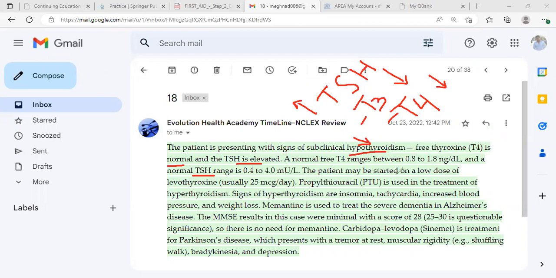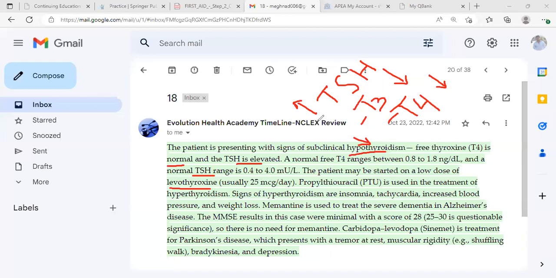The patient may start on a low dose of levothyroxine. So in my patient, TSH goes up, and T3 and T4 may still be normal today, but in a typical presentation of hypothyroidism, T3 and T4 go down as well. I need to give them T4 and T3 replacement, thyroid hormone replacement therapy. And this is called levothyroxine.